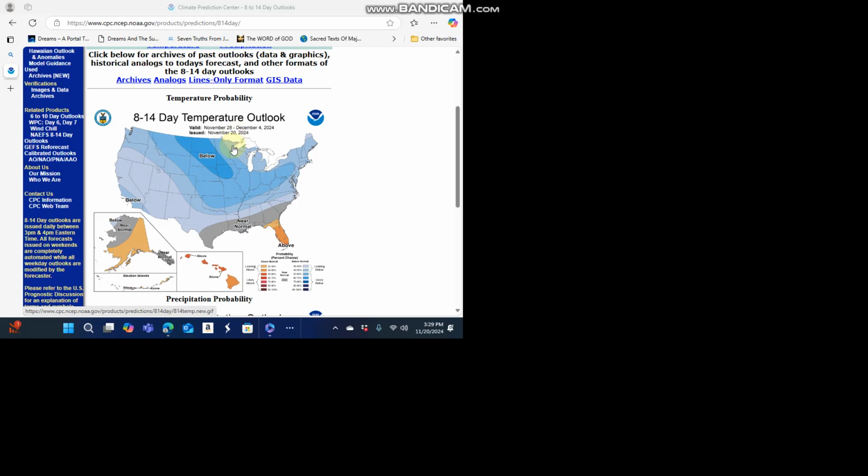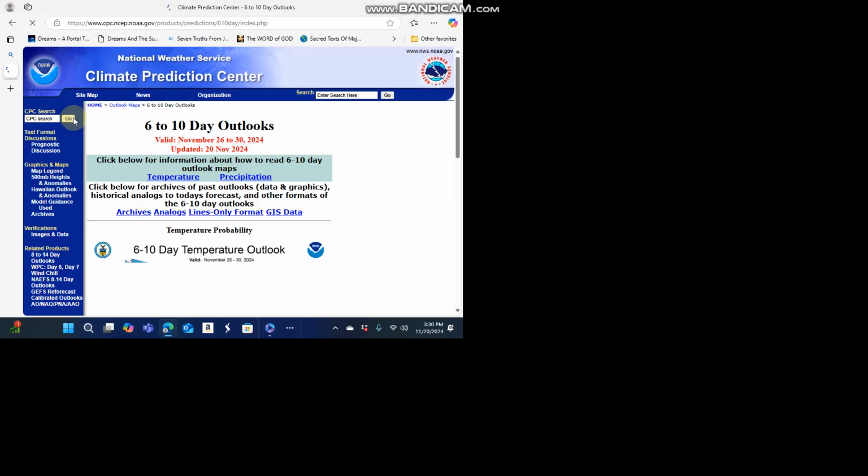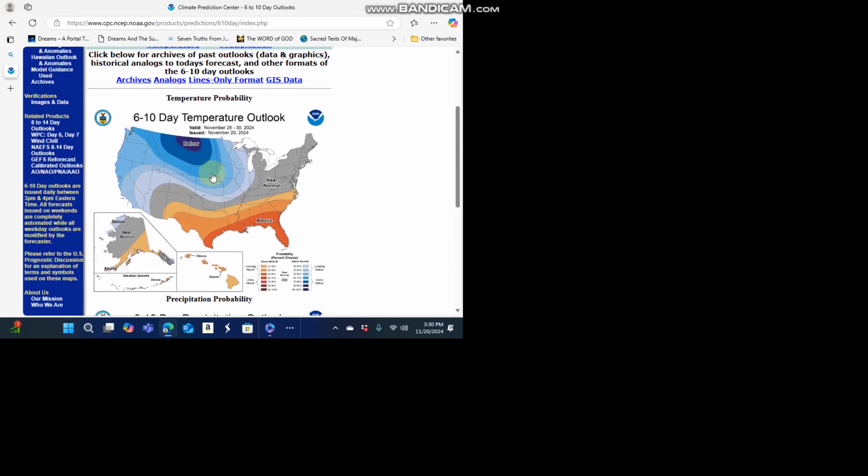So this is from November 28th to December 4th. So basically, starting next week, or 8 days from today, I should say, and today's the 20th, we have a big Arctic intrusion. So, with that, I will get to that in specifics, but I think there will be a lot of lake effect snow with that.